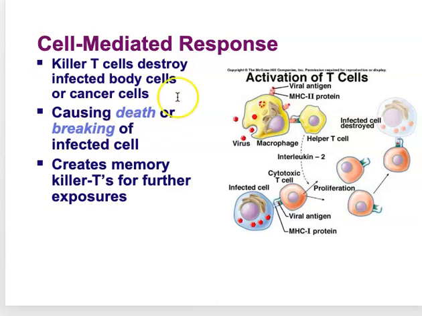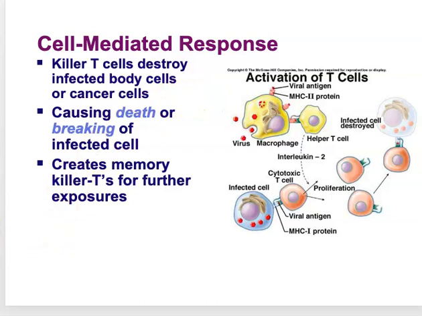Okay, so these killer T cells, that's the reason why they're called killer, is because they're going to cause the death or the breaking of the infected cell. And since it causes the death or breaking of the infected cell, it kills everything that's inside that infected cell, which would be the bacteria or the virus that you're trying to get rid of.